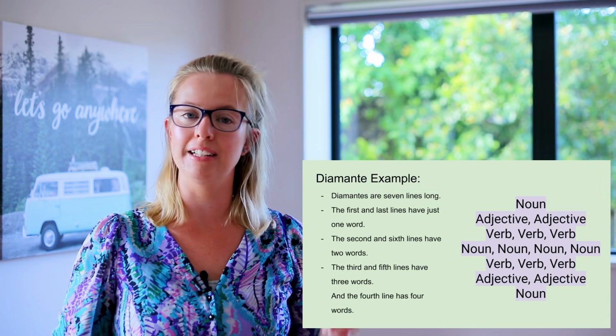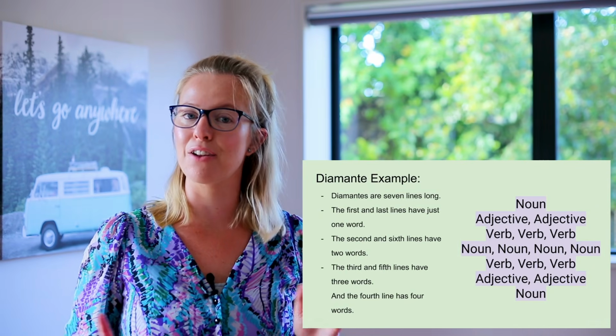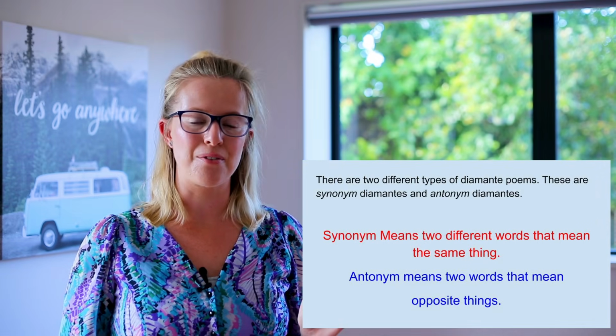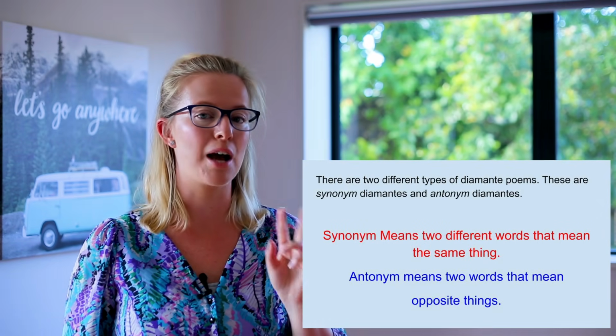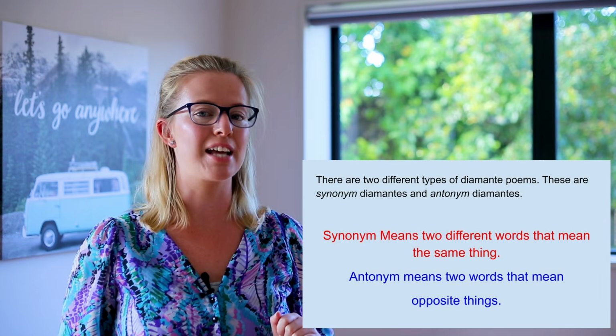If you need to, I've got links below that go over and describe what adjectives, nouns, and verbs are, just for a little refresher. So, there are 2 types of Diamante poems, a synonym and an antonym Diamante poem.